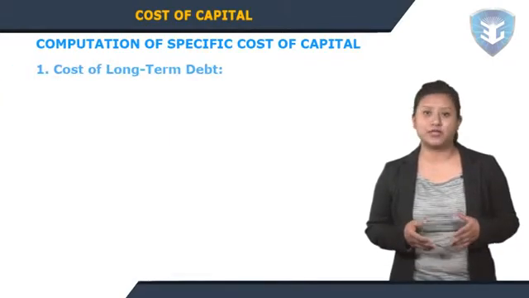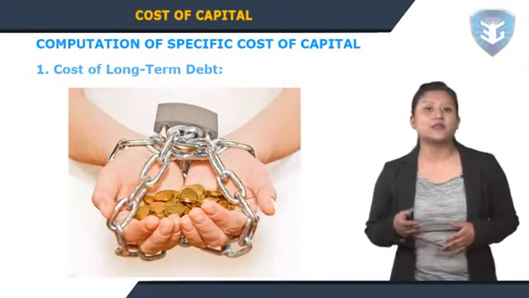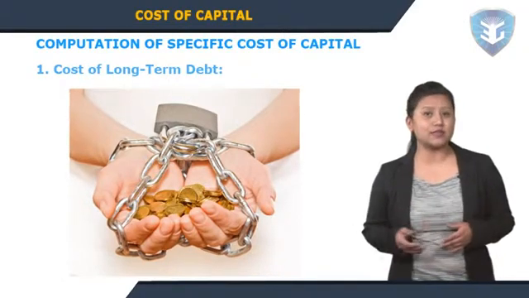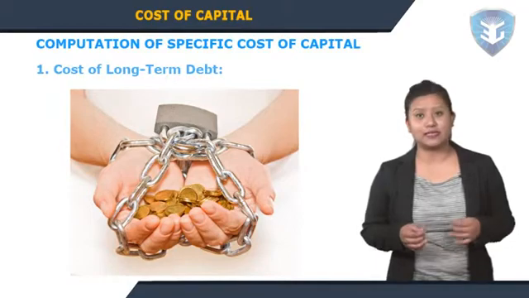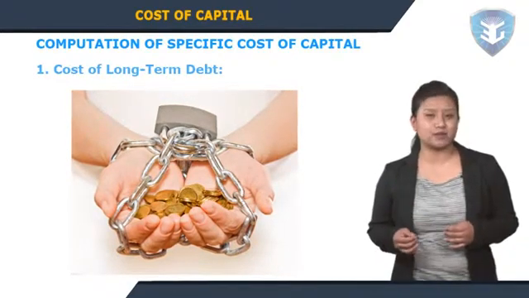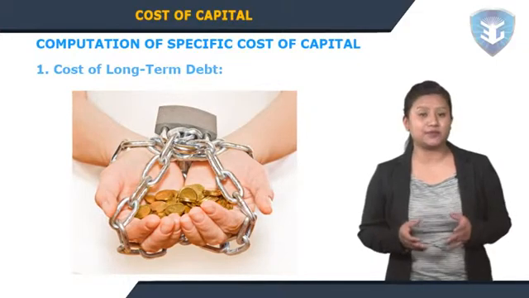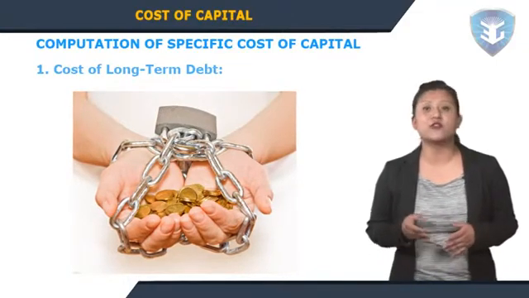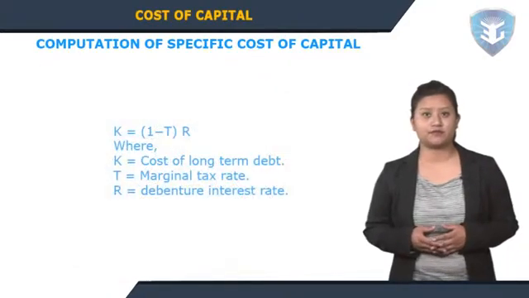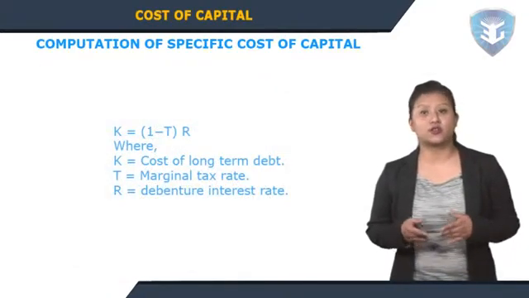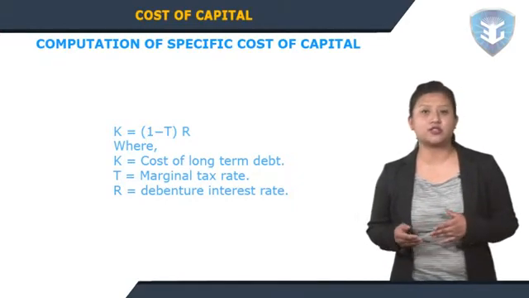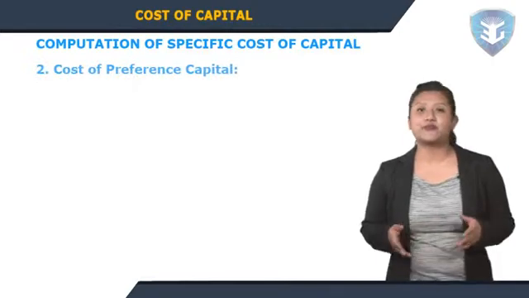The cost of long-term debt. Cost of long-term debt represents the minimum rate of return that must be earned on debt-financed investments if the firm's value is to remain intact. Long-term debt may be issued at par, at premium or discount. It may be perpetual or redeemable. The formula for computing the cost of long-term debt at par is shown on the screen, where K equals the cost of long-term debt, T equals the marginal tax rate, and R equals the debenture interest rate.